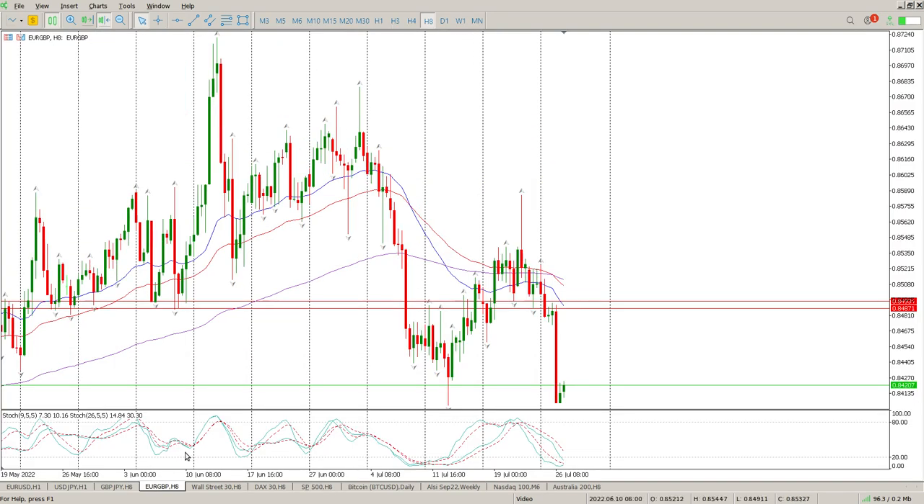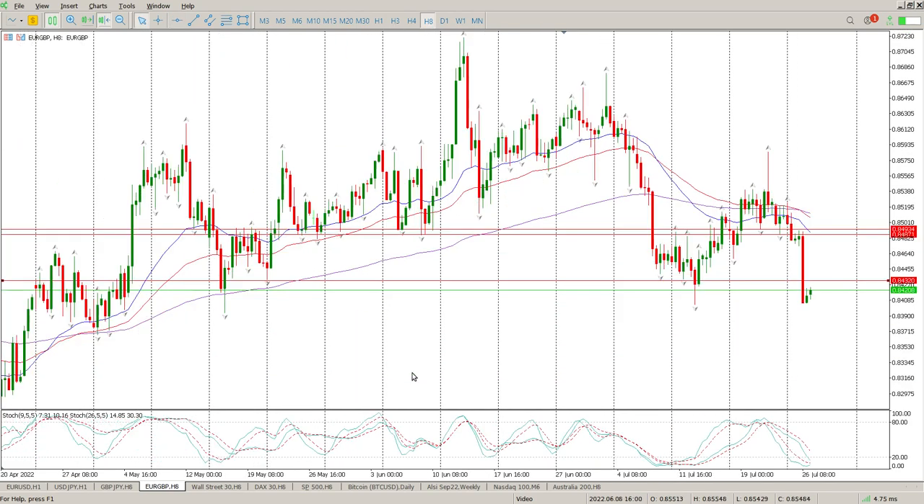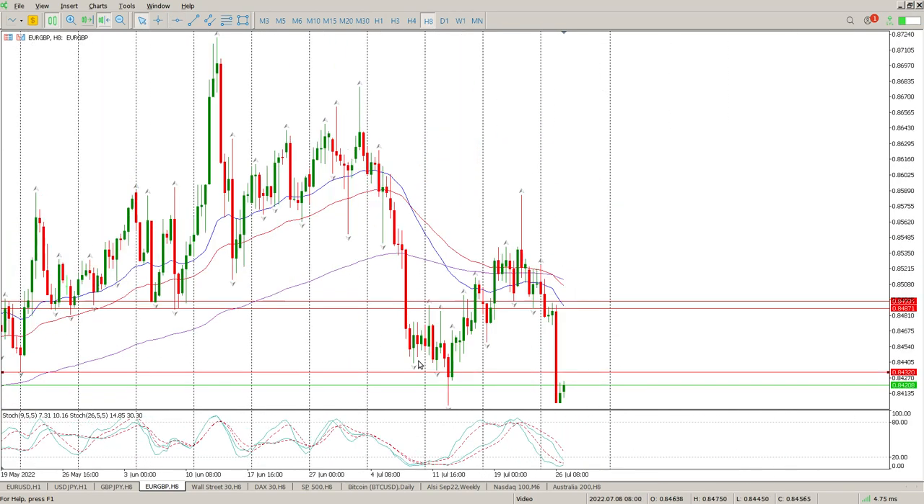Lastly, Euro British Pound. We've got a pretty strong move to the downside as we were expecting yesterday. We've cleared this structure. We came back to test it, dropped below it early in the week, came back to test it yesterday, and then we dropped. So there is a little bit more structure here.